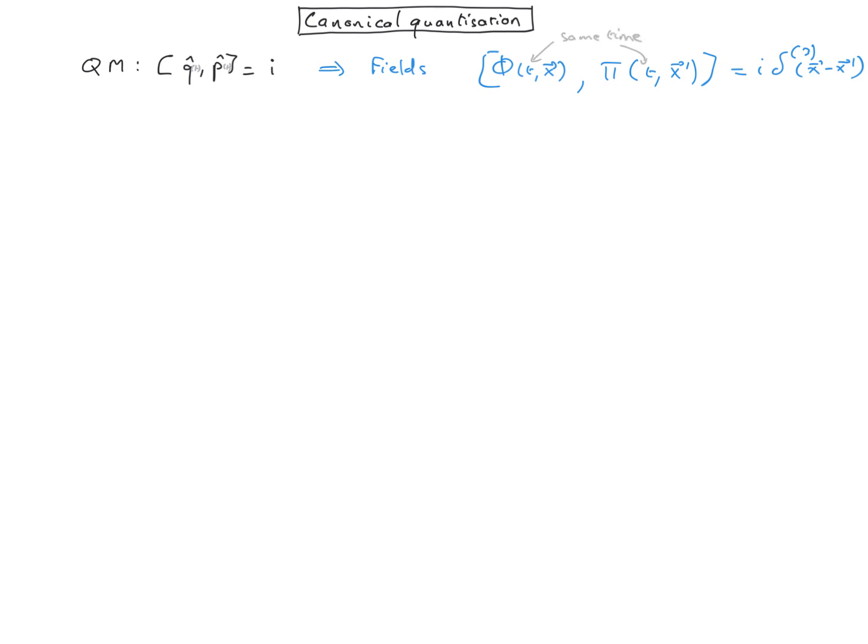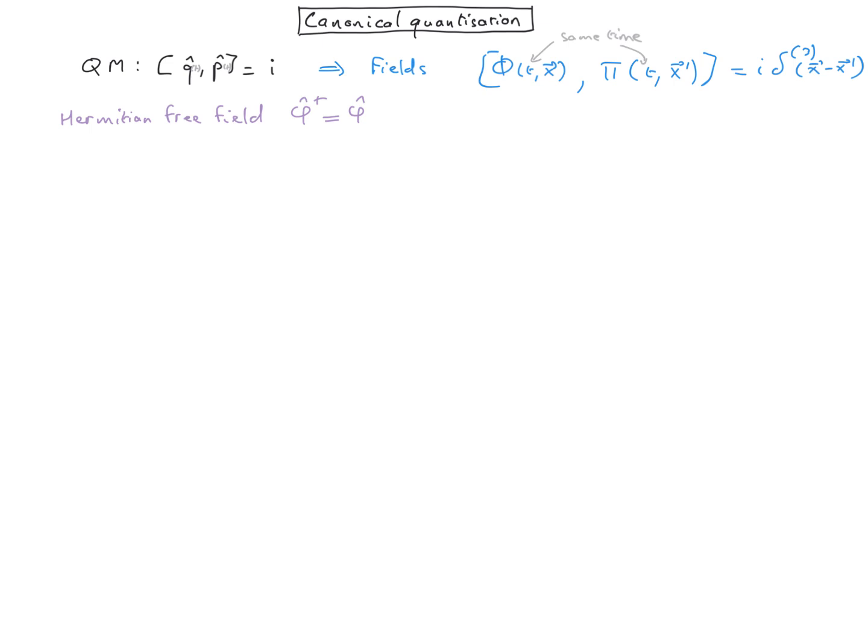But now in quantum field theory, we have as many dynamical variables as we have positions in space. So only when the position is the same do we have pi being the canonical momentum conjugate of phi. And that's why we have a delta function between x and x dash on the right-hand side.